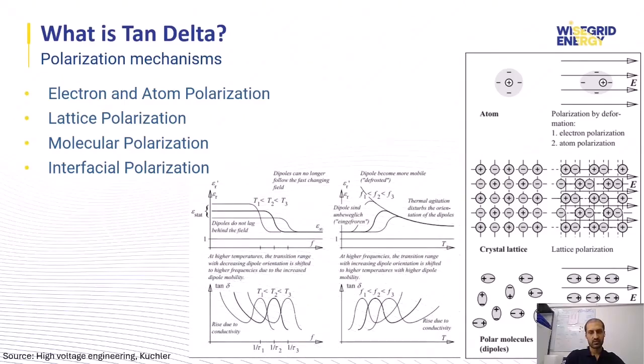Because of this, when measuring tan delta and capacitance of a material over varying temperature and frequency, the behavior is not linear, and the insulation's response is nonlinear due to the complex molecular behavior and the multiple polarization mechanisms involved.